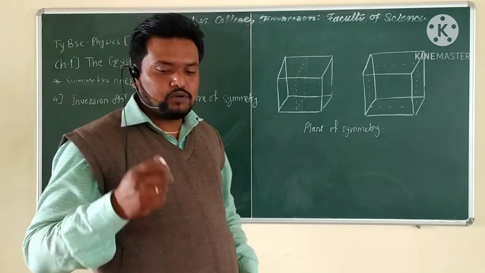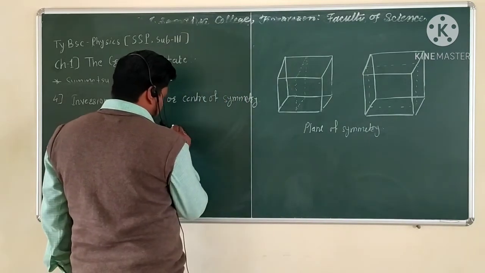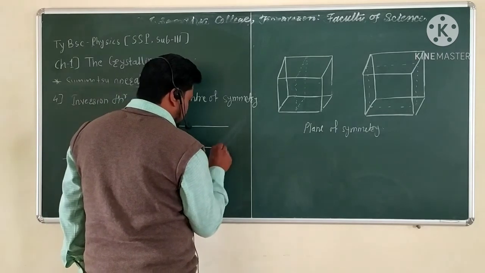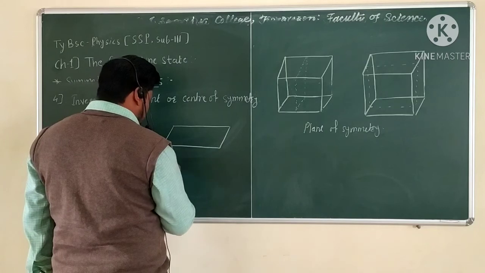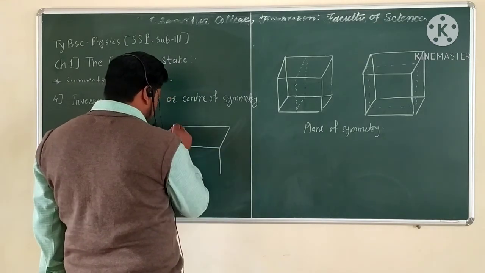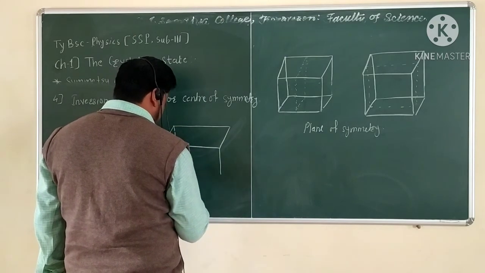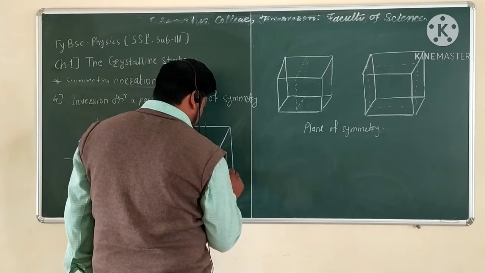For example, consider an identical part, taking the example of the cube, and this cube point which is given in this way.